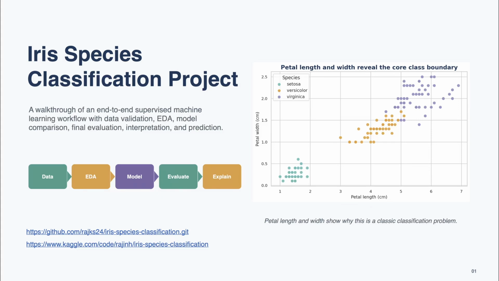Welcome to this project presentation on iris species classification. In this project, we will walk through an end-to-end supervised machine learning workflow using the iris dataset. The objective is to predict the species of an iris flower using its feature measurements. By the end of this walkthrough, you should understand not only how the model is built, but also why each step matters in a machine learning project.